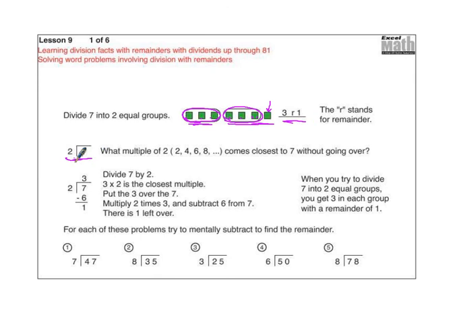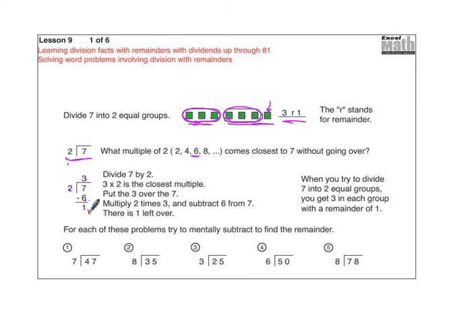What multiple of 2 comes closest to 7 without going over? So you're counting by 2's, 2, 4, 6, 8. Well, 8 goes over, so the multiple that comes closest is 6. And so when we divide 7 by 2, we're going to put 3 up here because 3 times 2 is 6, and 7 minus 6 is equal to 1. There's 1 left over.